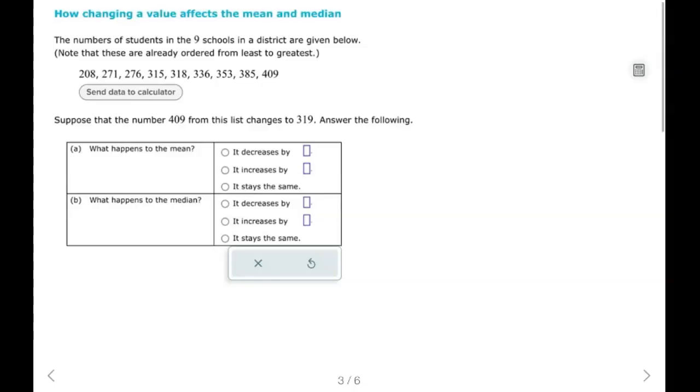All right, so the mean is the average. Add them all up, divide by the number of numbers. So we want to figure out what the mean is originally. And so if we add up all of these numbers, and then divide by 9, because there's 9 numbers, we get an original mean of 319.